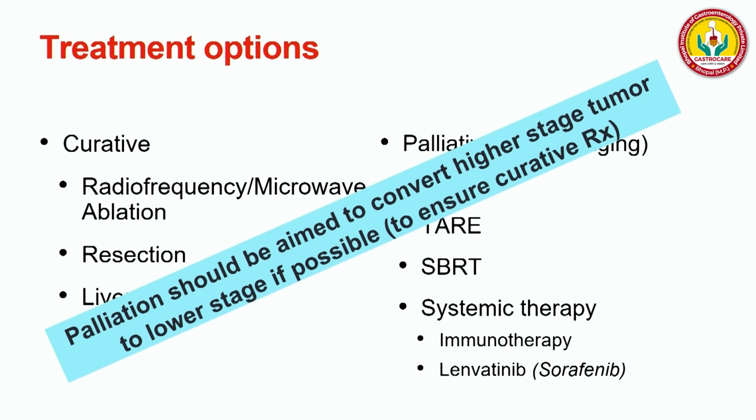Either you cure the HCC or you use palliation to get it into a stage where you can cure it. That is the philosophy of treating HCC. Only palliation is going to add a few months. You'll remember the sorafenib and lenvatinib trials; they give you a 4 to 6 month survival advantage. Same for immunotherapy, a 1 year survival advantage. So the idea is to downstage it to a place where you can actually offer cure.